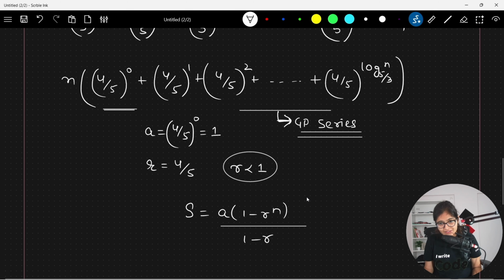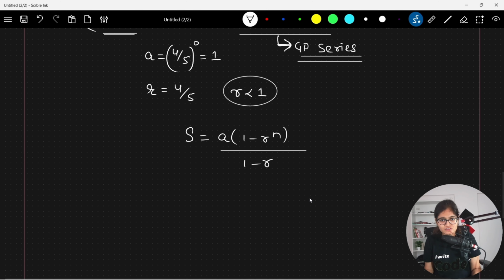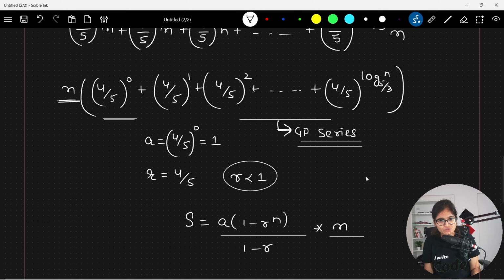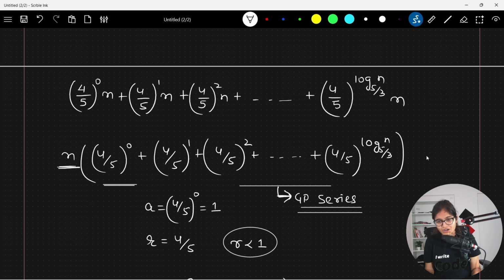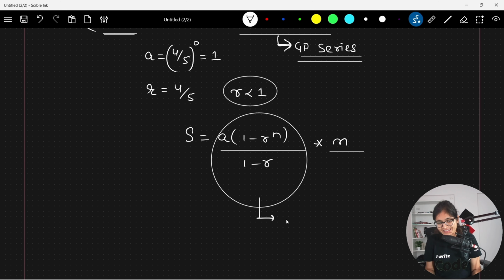Now, you just need to try to solve by taking 4 by 5 as the common ratio, the logarithmic term, and 5 by 3 is the number of terms that we have, divided by 1 minus 4 by 5, into n, because n is something which we already have in our computation matrix. When you impute the values, you will get this term as a constant. So that will be resolved in constant time complexity into n. So the overall time complexity you will again get here as order of n.